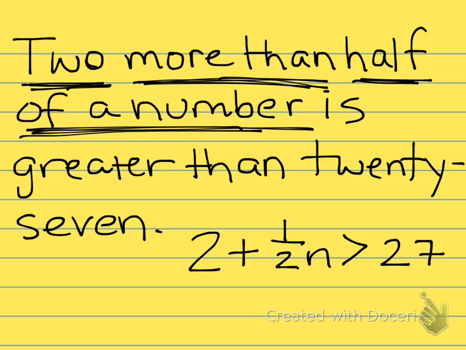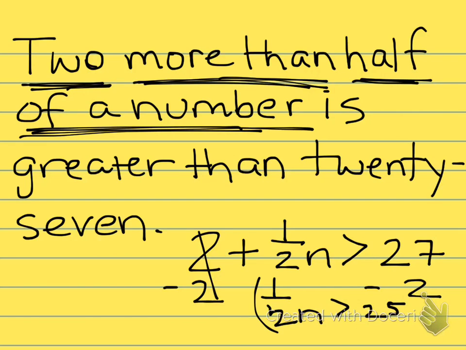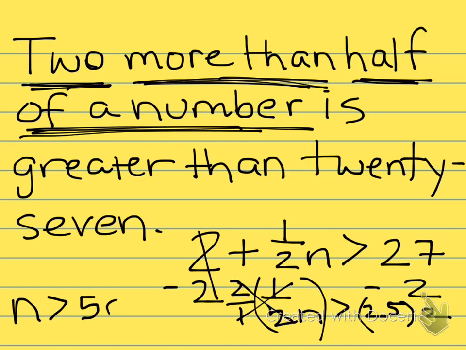And then I need to solve for n, so I need to subtract by 2 first. I get 1/2 n is greater than 25. And then to solve with a fraction here, I need to multiply by the reciprocal, 2 over 1, or 2, and I'm left with n is greater than 50, and I don't need to switch the symbol or flip the symbol because I did not multiply or divide by negative.